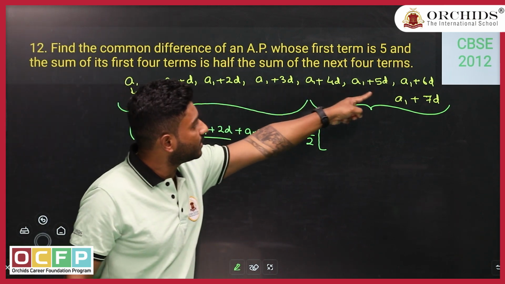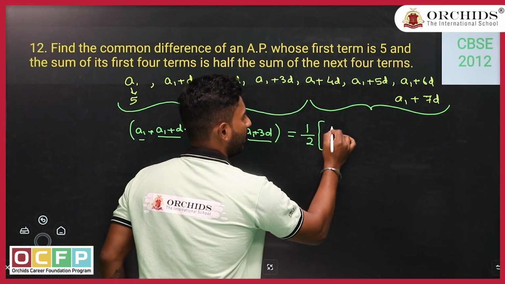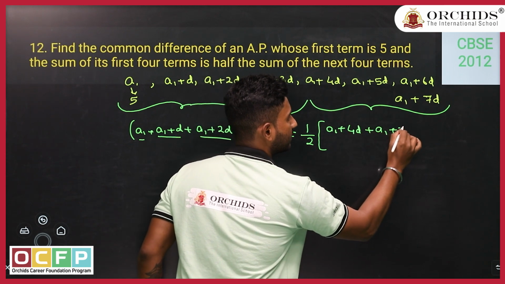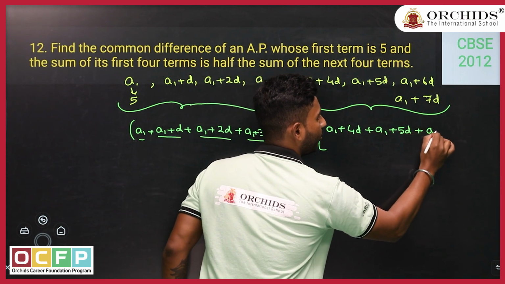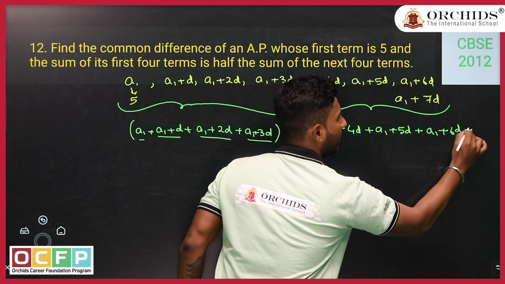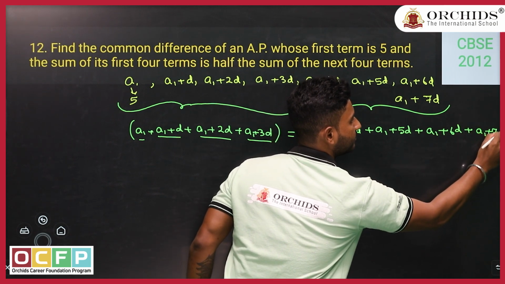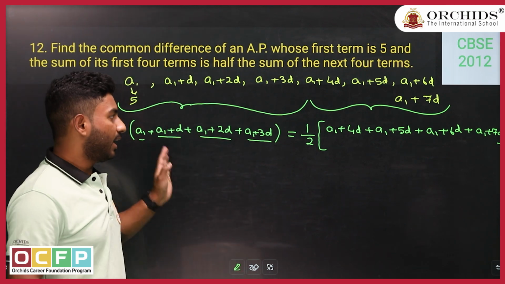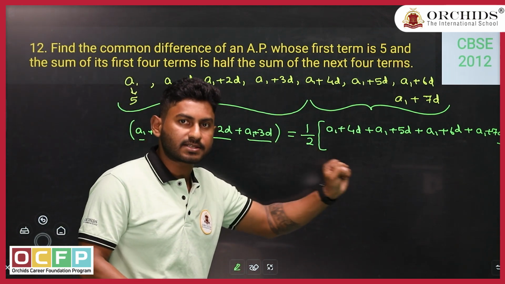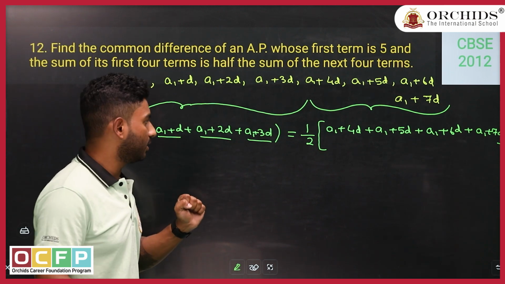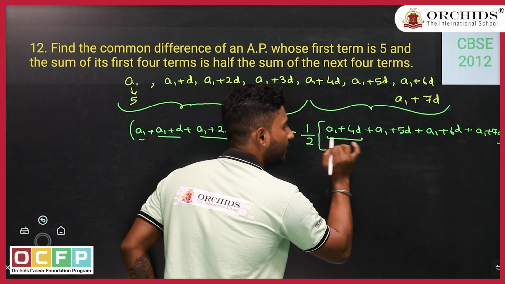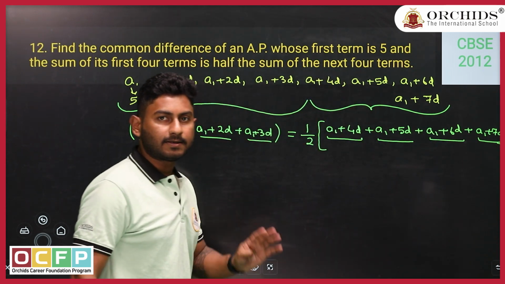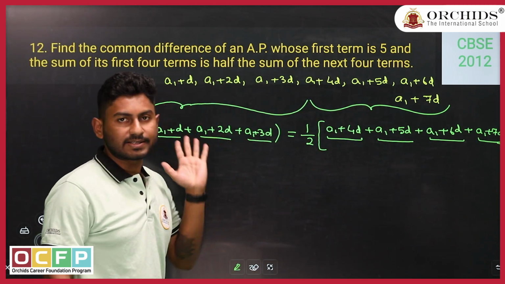Just see the next 4 terms. Just write it down. The next 4 terms: A1 plus 4D plus A1 plus 5D, A1 plus 6D, A1 plus 7D. Those who have done it in a shortcut way, well and good. I am going with the long way so that you can understand what the question is all about. Fine. So this is the 5th term, 6th term, 7th and 8th. So these are the last 4 terms. Let us add it.